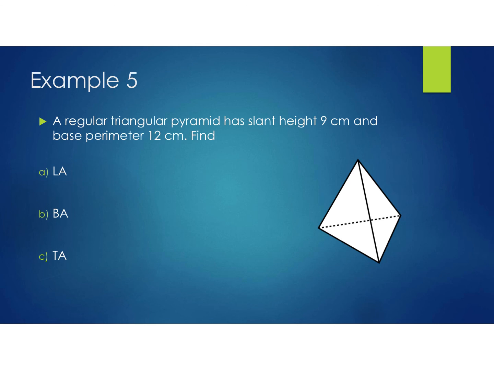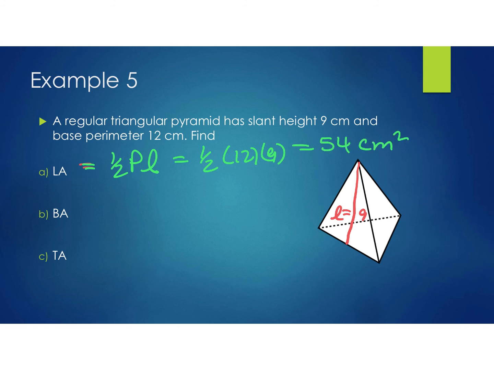Still a regular pyramid in example 5. This time it's a regular triangular pyramid. And notice they gave me enough information to answer part A, because they gave me the slant height already calculated. So this slant height comes down here, and that's your L, and it's 9. So in order to find lateral area, all I have to do is 1/2 perimeter times slant height. So it's 1/2, 12 times 9, and that gives me 54 centimeters squared.